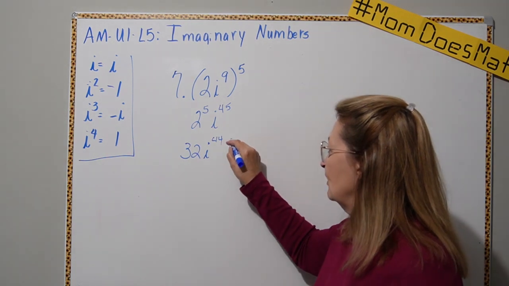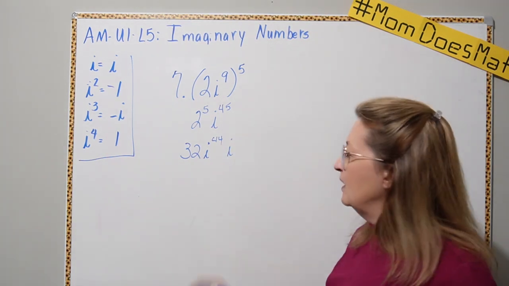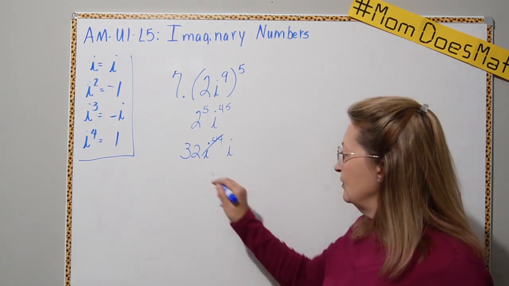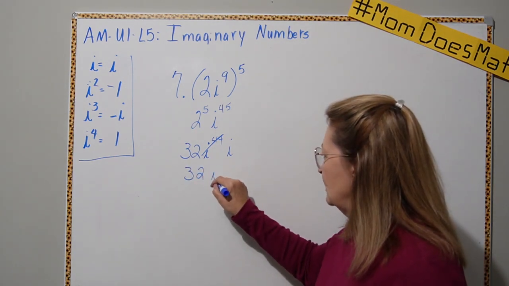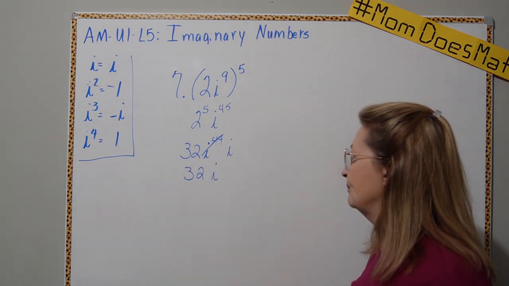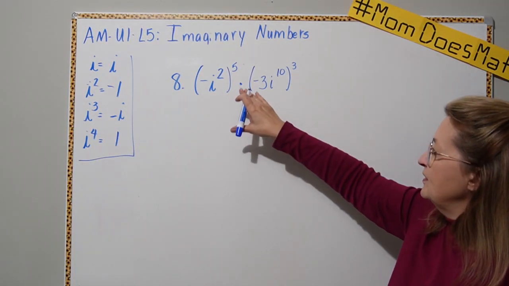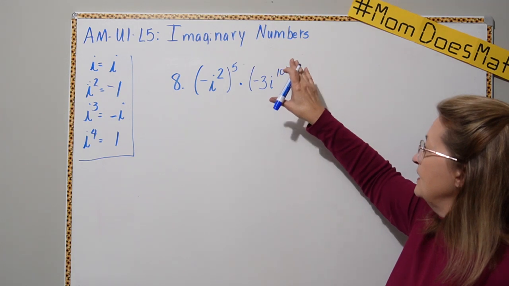44, and then what do you have left over? Just an i. Since all of these are 4s, they're all positive 1s multiplied together, so what you have here is 32i.